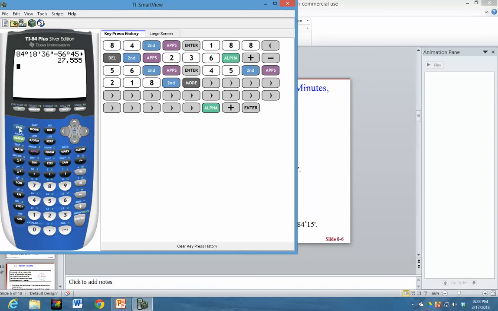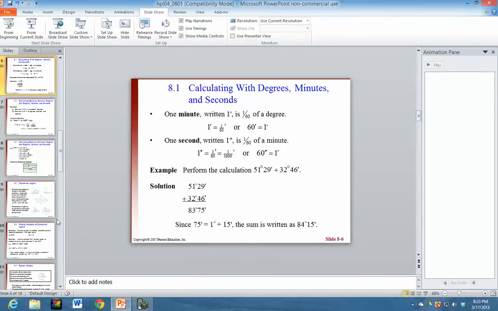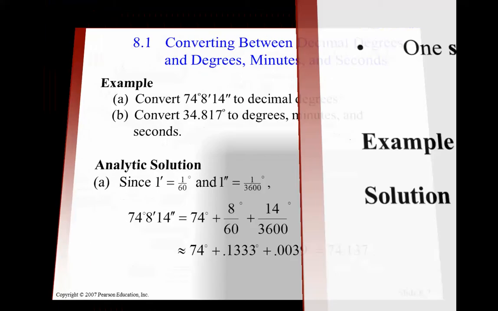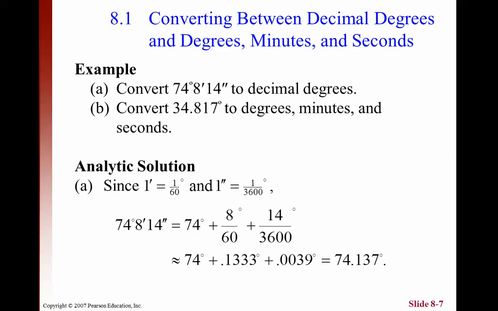And to get it back to degrees, minutes, and seconds, we go back to the angle menu, and this DMS means degrees, minutes, seconds. It puts it back into degrees, minutes, seconds that we can use. Okay, so you've got enough to go with by now. All right, so we'll start it again here. And that's what we just did here. We converted this back and forth.